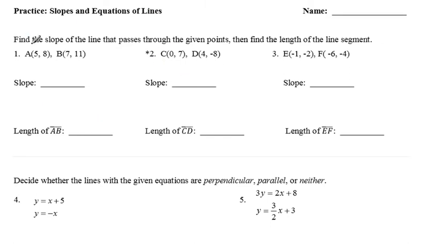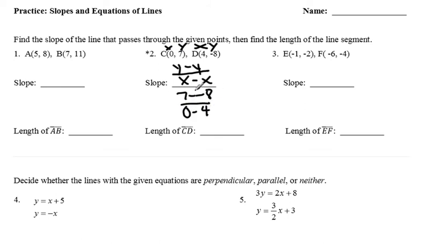Number 2, we want to find the slope of the line that passes through the given points and then find the length of the line segment. So for finding the slope of this line, CD, passing through these points, we're just using the slope formula, which says you take the change in y's over the change in your x's. So this is x, this is x, this is y, this is y. So I take y minus y, so 7 minus a negative 8 over x minus x, so 0 minus 4.